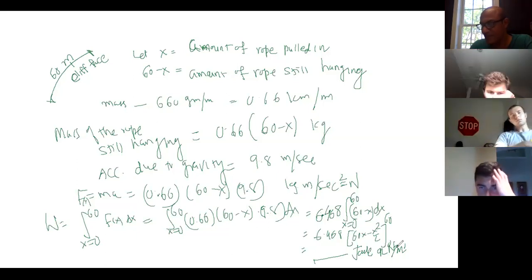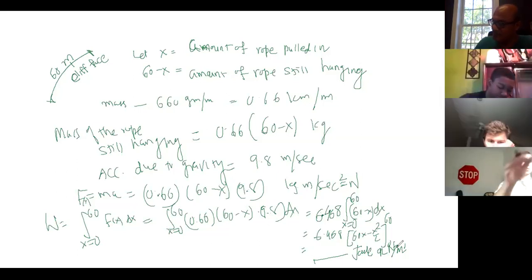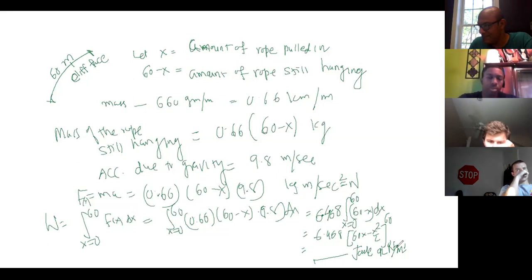No, sir. Okay, Ismail, will you please read the second example for me from the packet? Consider again pulling a 60-meter rope up a cliff face, where the rope has a mass of 6.6 grams per meter. At what point is exactly half the work performed? Right. It says something like this.